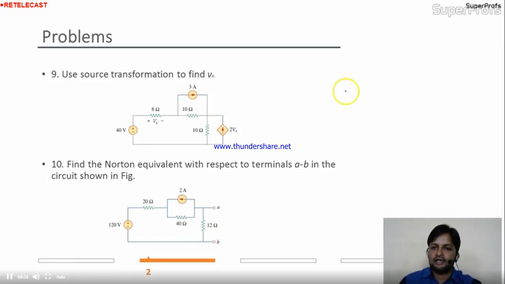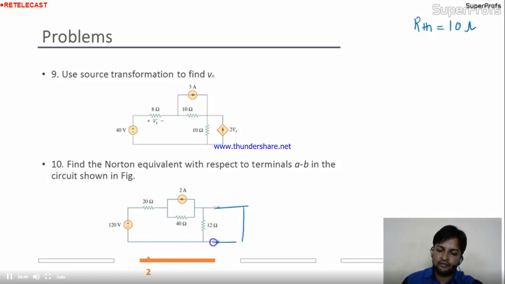Now come to the IN calculation. The RTH you found is 10 ohm, right? Now IN. For the IN you have to short these two points, and this is your short circuit current over here. Now you can apply it over here. First change this by source transformation. Your circuit will be simplified.